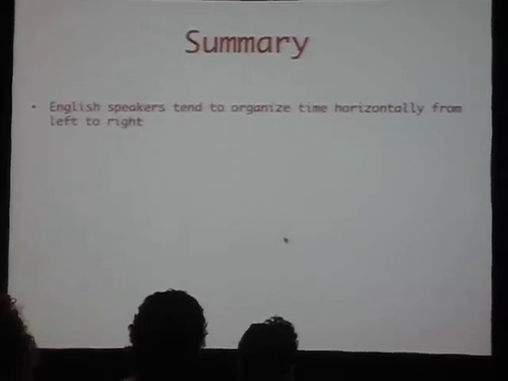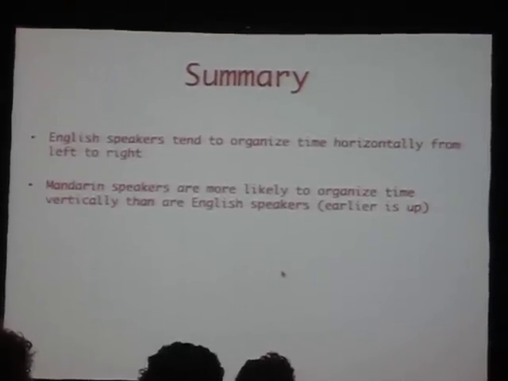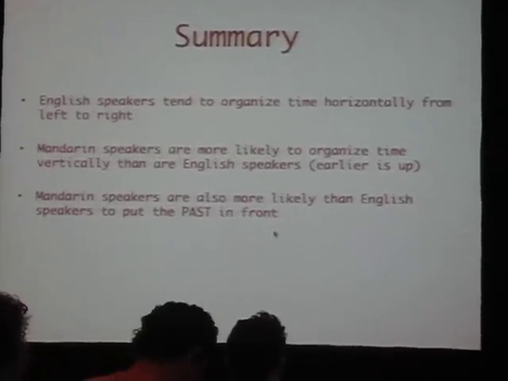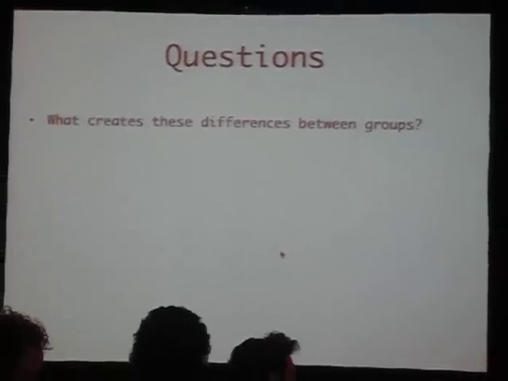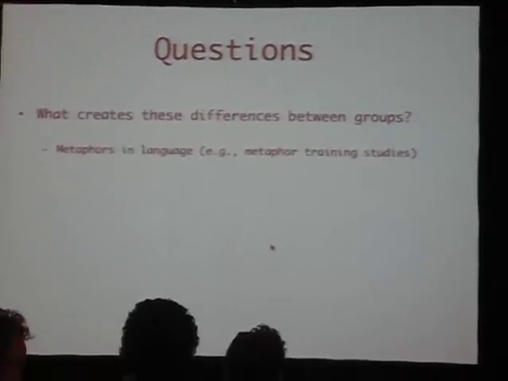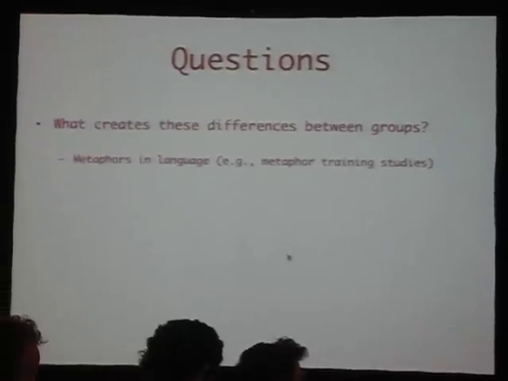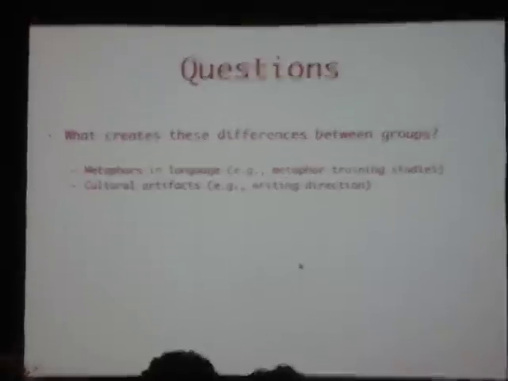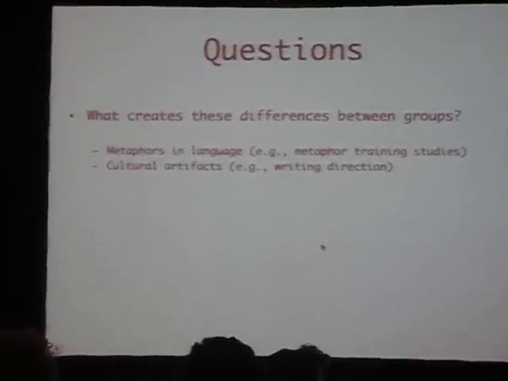So English speakers tend to organize time horizontally from left to right. Mandarin speakers are more likely than English speakers to do it vertically, with earlier being up. Mandarin speakers are also more likely than English speakers to put the past in front. Now, an important question is what creates these differences? We've identified roughly 3 things. One is the metaphors you have in language. So in our metaphor training studies, we find that if you train people to use different metaphors, they start thinking differently. The other is cultural artifacts like writing direction. So we find, for example, Hebrew speakers lay out time from right to left, English speakers from left to right. Writing direction definitely matters.